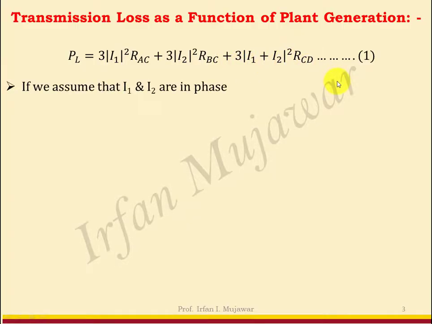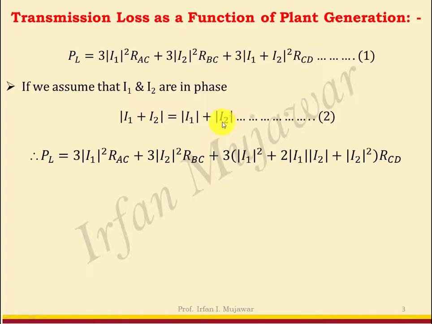Now let us assume that currents I1 and I2 are in phase. Now if these currents are in phase, then we can write mod of I1 plus I2 as mod I1 plus mod I2. Now remember, we can write this equation only if I1 and I2 are in phase. Let us call it equation number 2. Now in place of mod I1 plus I2, we can substitute mod I1 plus mod I2. Substituting equation number 2 in equation number 1, and we know that a plus b whole square is equal to a square plus 2ab plus b square.